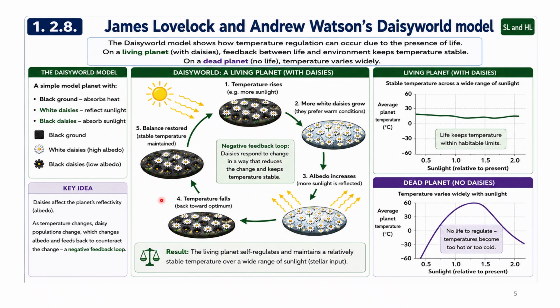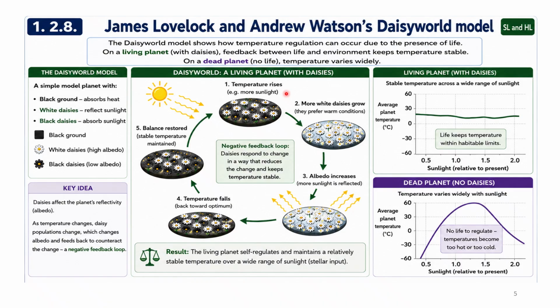The sequence begins when solar radiation increases, causing the planet to warm. Warmer conditions favor the growth of white daisies. As their population expands, the planet's overall albedo increases, reflecting more sunlight back into space. Consequently, less heat is absorbed, temperatures decrease toward the optimum range, and climatic equilibrium is restored. This is a classic example of a negative feedback loop, where the response counteracts the original disturbance.